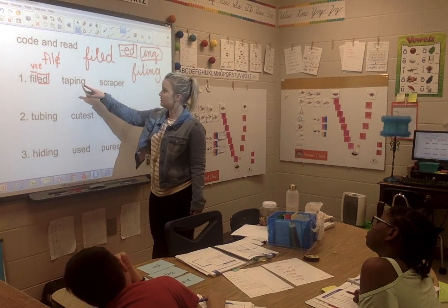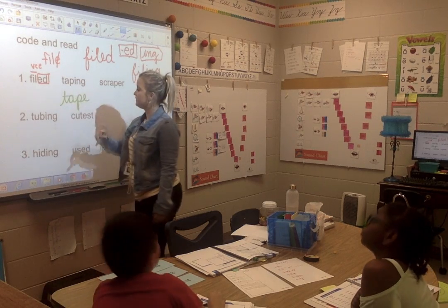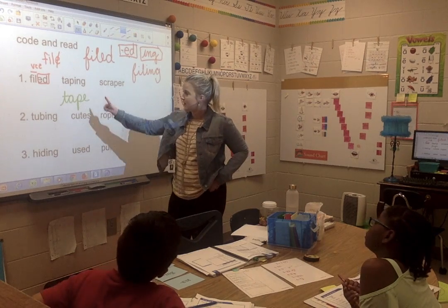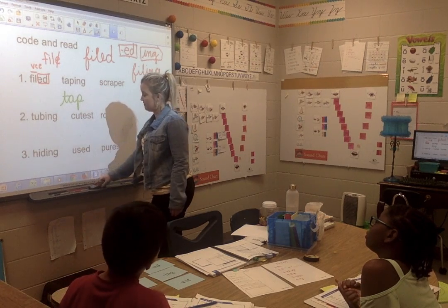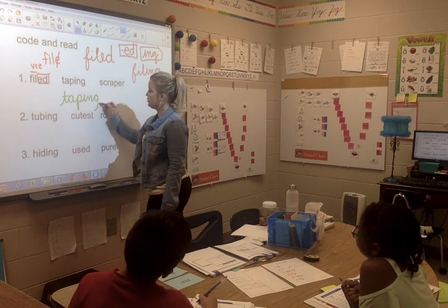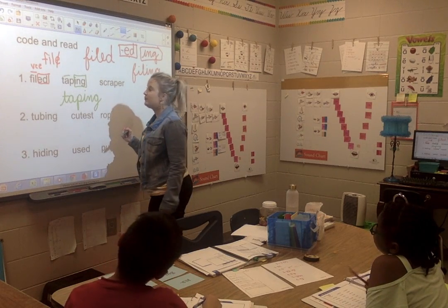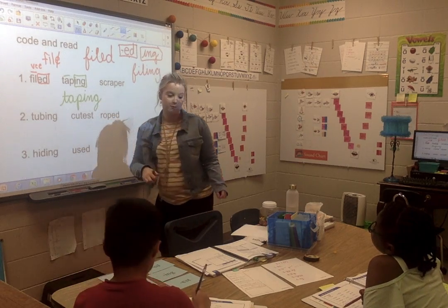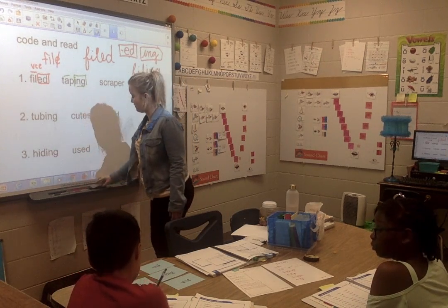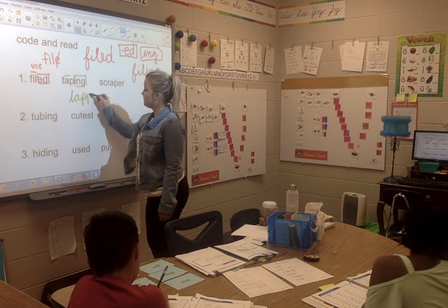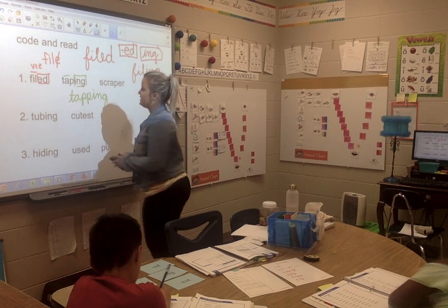I'm going to switch to green. Alright, so this base word was tape, T-A-P-E. Alright, I'm changing tape to now this is going to be taping. I had to remove the silent E to add my vowel suffix I-N-G. So this word is actually taping. Okay, not tapping. Tapping, remember, is when we double that consonant. We have to double the P. T-A-P-P-I-N-G would be tapping. So the word is taping.